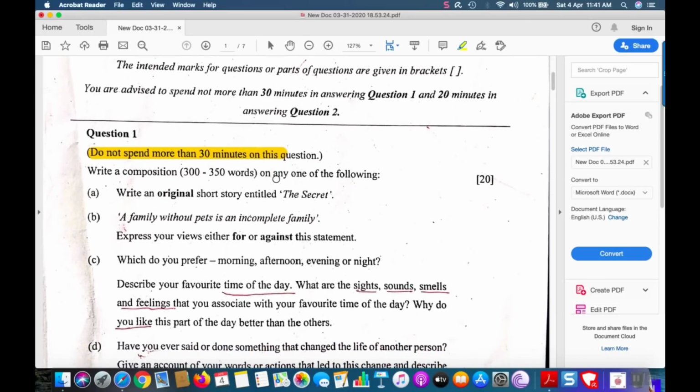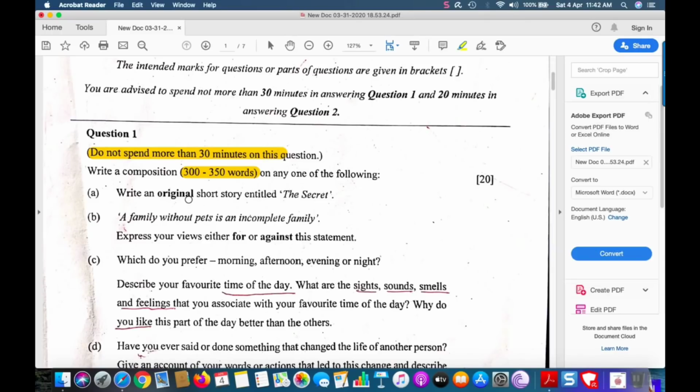Coming to question number 1, one more suggestion. Write in 300 to 350 words. Each composition, whichever you choose, you should stick to this word limit, otherwise you will again lose time.